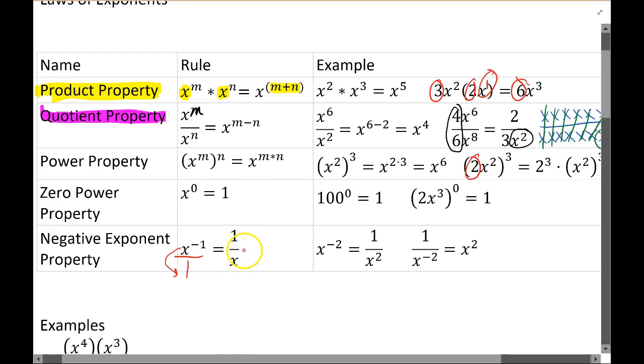And so if you notice down here, there's a blank. It would be a 1 there, but we don't have to write it. If you look here at our examples, x to the negative 2 becomes 1 over x squared because the x to the negative 2 is over 1. And then vice versa, if you have a negative exponent in your denominator, you can bring it to the top as a positive exponent.